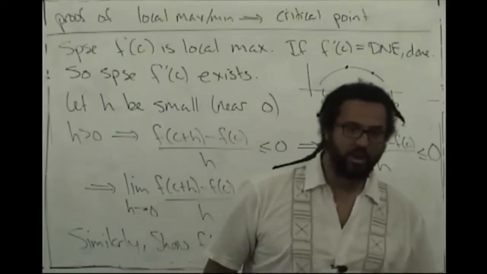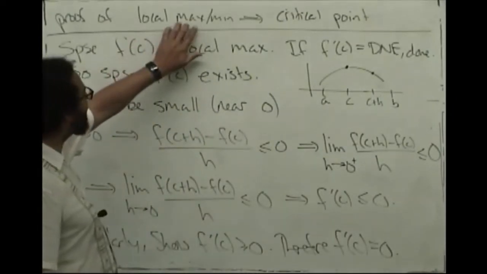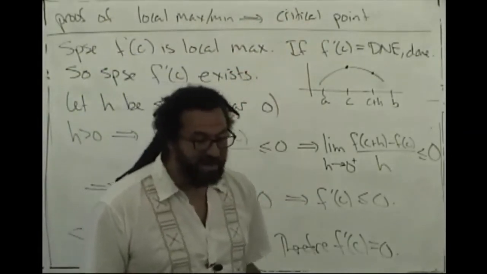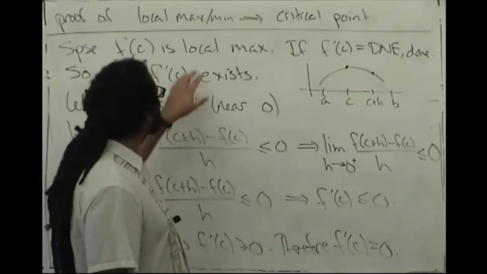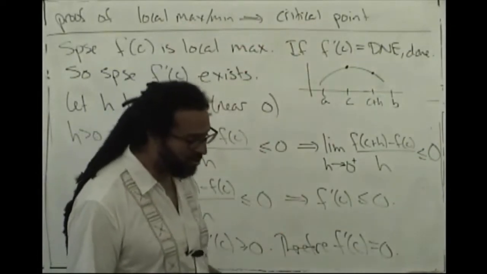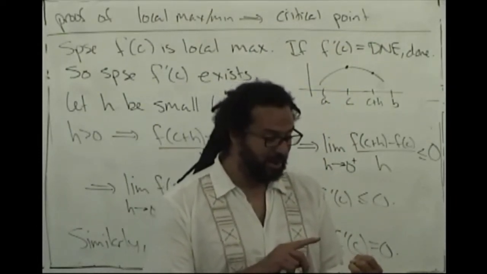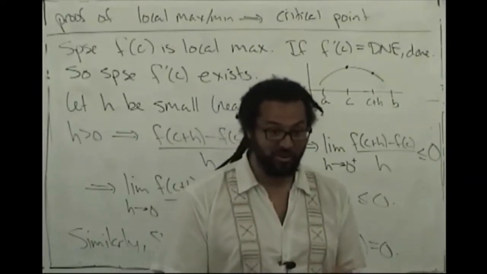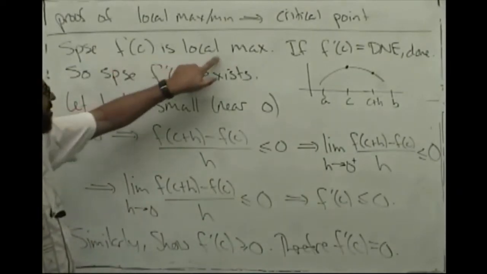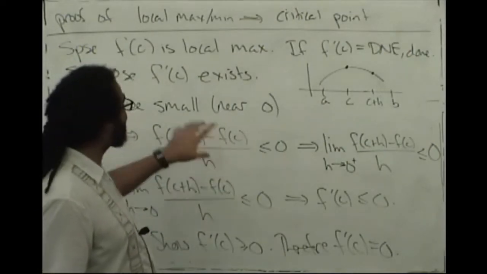All right, let's look at a quick proof of why Fermat's theorem holds. So we want to show that if there's a local max or a local minimum, then we have a critical point. So I'm going to do the case where we've got a local maximum, and I'll show that that must force a critical point. So if we have a local maximum, then either the derivative is 0 or the derivative does not exist at that local maximum. So suppose f of c is a local maximum. What does that mean? Well, we'll say what it means in a second.